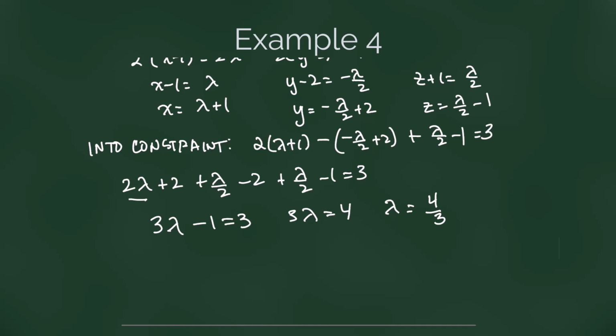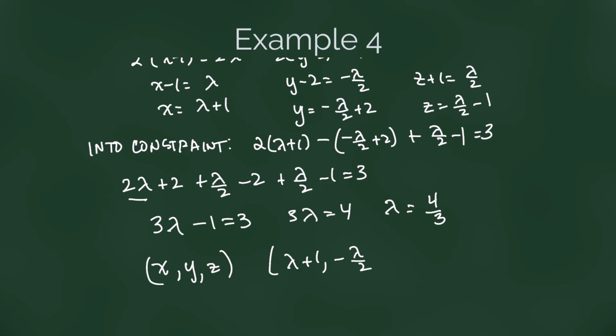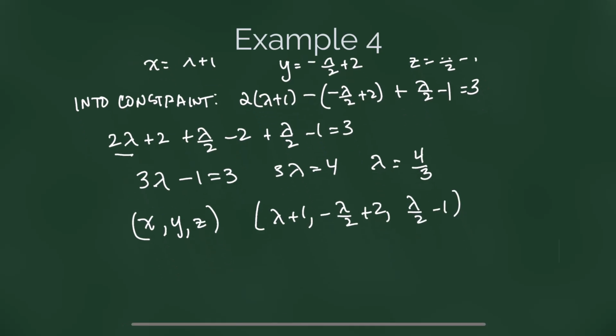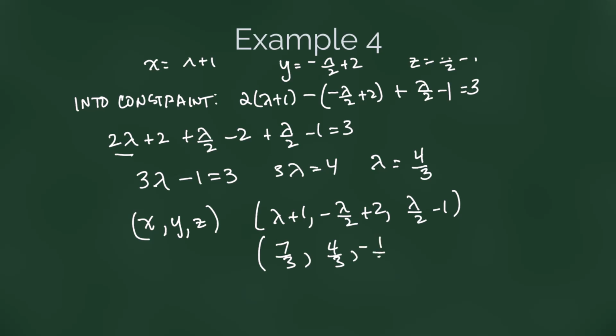So now our point, we know that x, y, z looks like lambda plus 1, negative lambda over 2 plus 2, and lambda over 2 minus 1. So the point we're looking for is 4/3 plus 1, so that's 7/3. Negative lambda over 2 is going to be negative 2/3 plus 2, so that's 4/3. And then lambda over 2 minus 1, so that's 2/3 minus 1, which is negative 1/3. So this point lies on our plane, and it is the closest one to the given point.